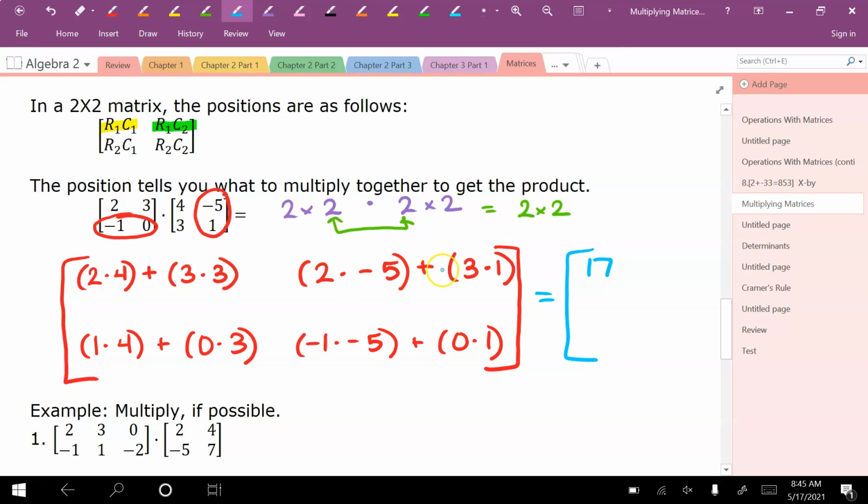Going across to the next element off to the right, it would be negative 10 plus 3, which is negative 7. Shifting down to the bottom, we'd have negative 4 plus 0, because it should be negative 1 times 4. So that would be negative 4. And then for the last column there, we'd have 5 plus 0, which would be 5. And so that's your end result.